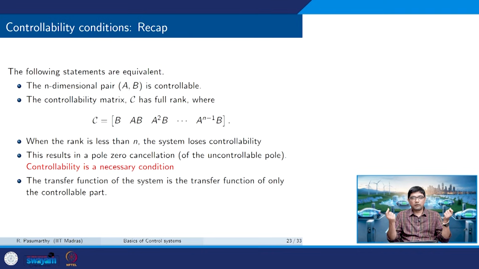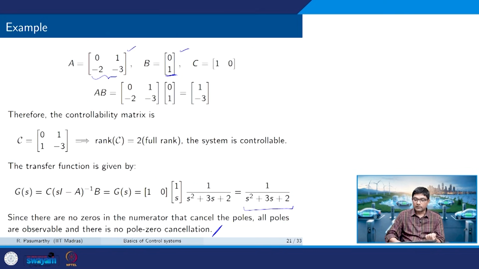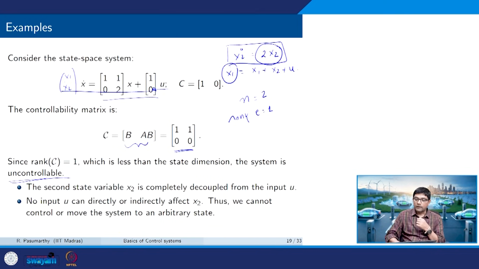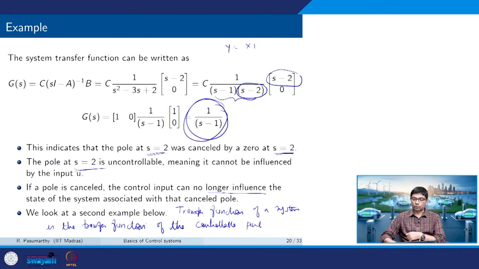When A comma B is controllable, when the system is controllable, it means that the controllability matrix has full rank. If it has rank less than n, the system loses controllability and there will be a pole zero cancellation, and therefore controllability is a necessary condition to place all the poles. Say for example, here the system was not controllable and therefore I could not do anything about this pole which was unstable. I couldn't make it stable because x2 dot is not influenced by my system dynamics. Okay.